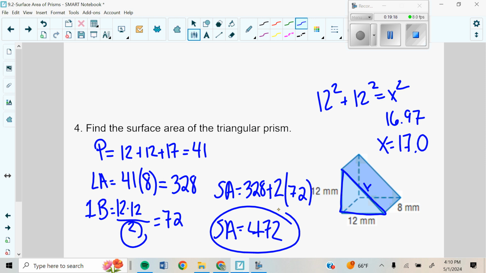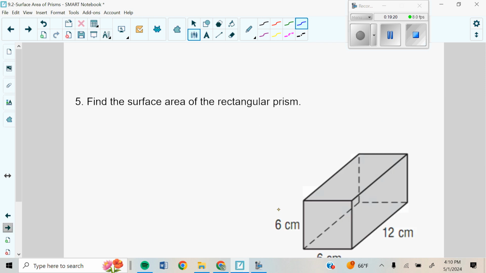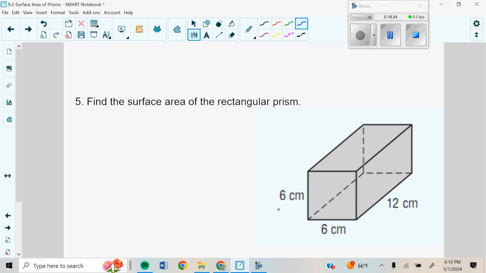millimeters squared. All right, that brings us to this last one here. It's a rectangular prism. I'm just going to use my 6x6 as my base. Actually, I want you to go ahead and find the surface area for this one for me. So pause it here, solve for your surface area, and then come back and see how we did.